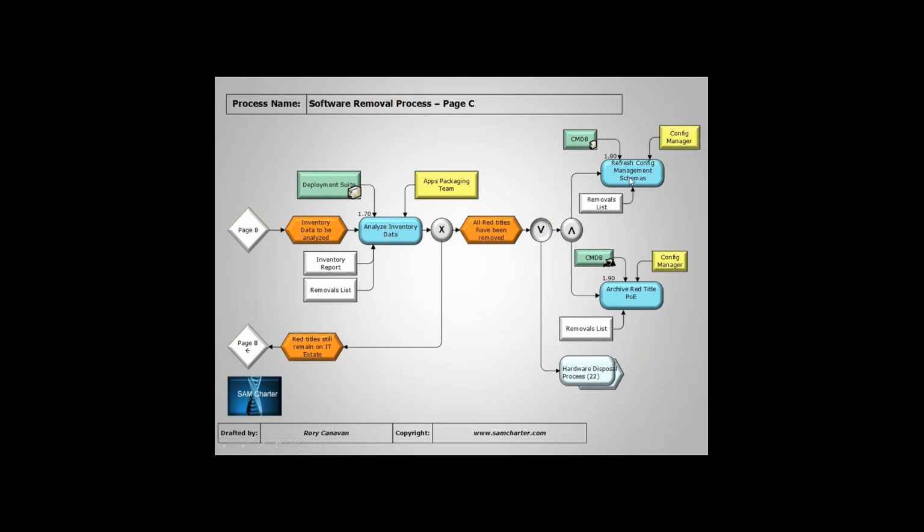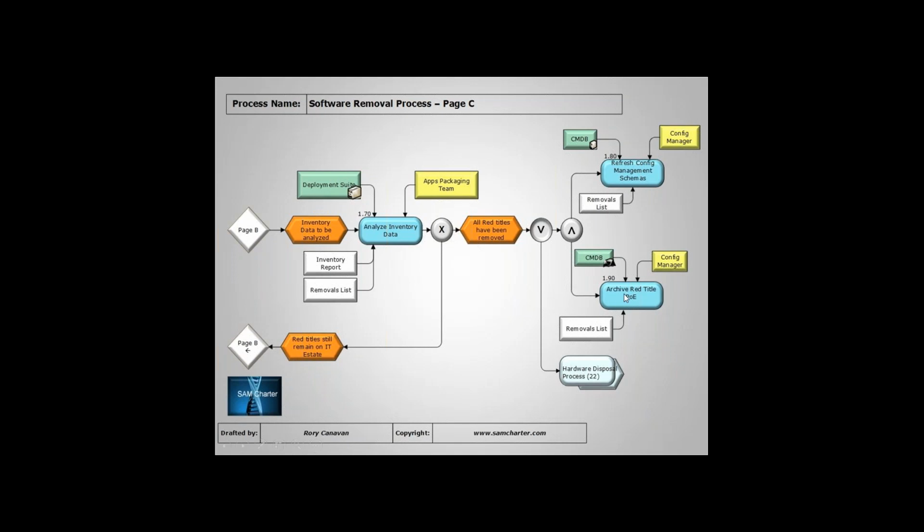We also have a step up here to refresh config management schemas. So if we have a red title that was part of a standard build, be it a laptop, be it a server, be it a desktop device, we want to make sure that we don't, on the one instance, get rid of those titles and then have another bit of the organization actually rolling out red titles as well. So those config schemas need refreshing to do that.